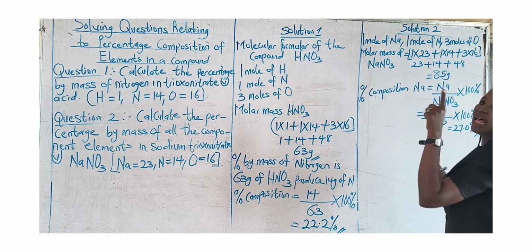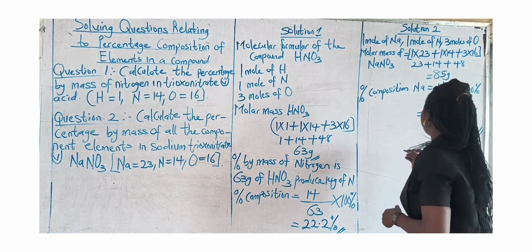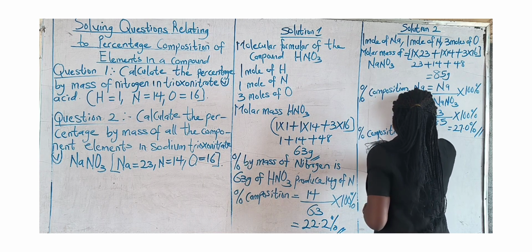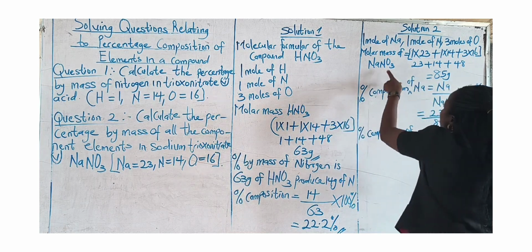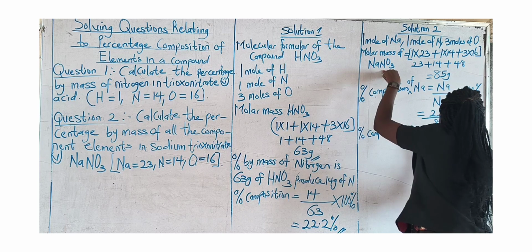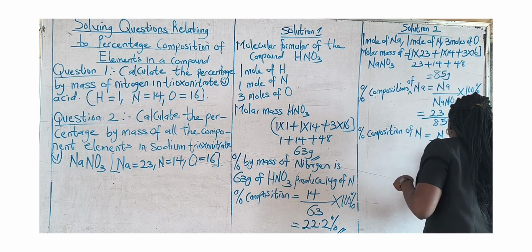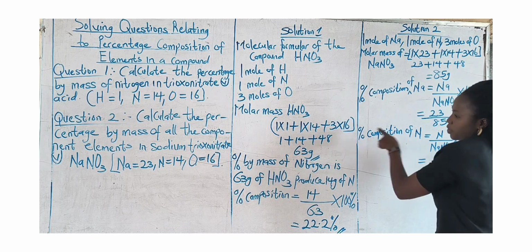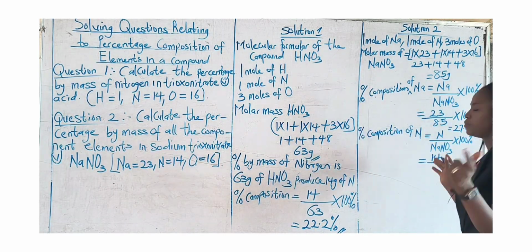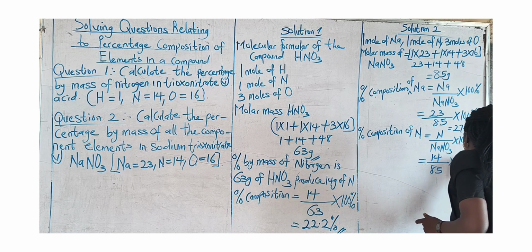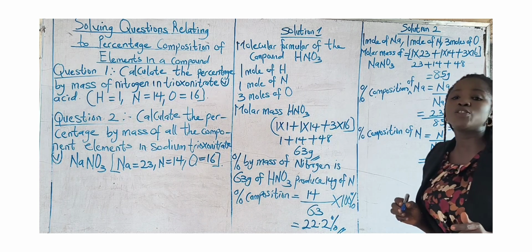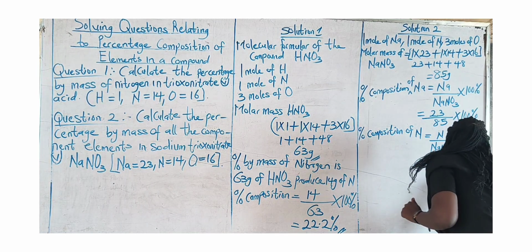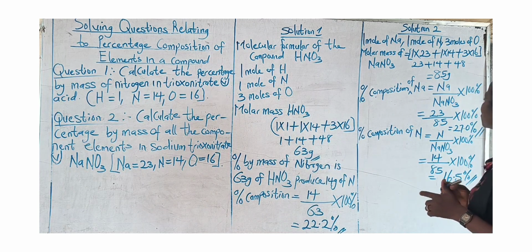The next element here is nitrogen. Same thing. Percentage composition of nitrogen, the second element. That will be N over NaNO3 multiplied by 100%. Our N is 14, from the question, over 85 multiplied by 100. Same procedure. So what do you get? They will allow you to use your calculator in the exam. What do we get? Are you with me? Thank you. So we have 16.5%.